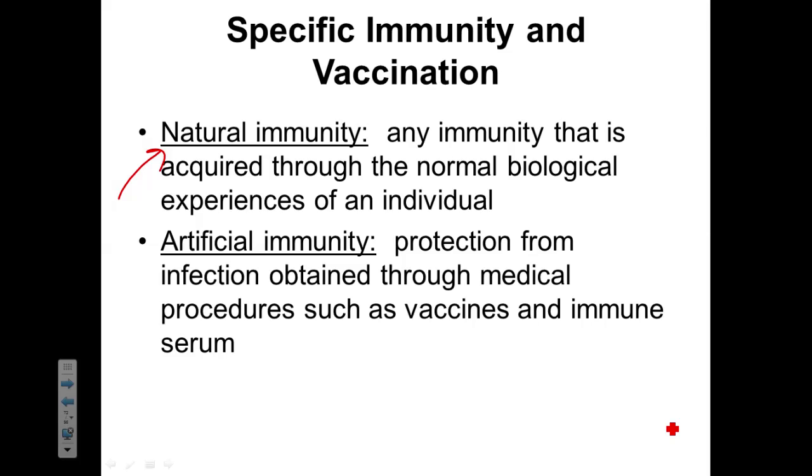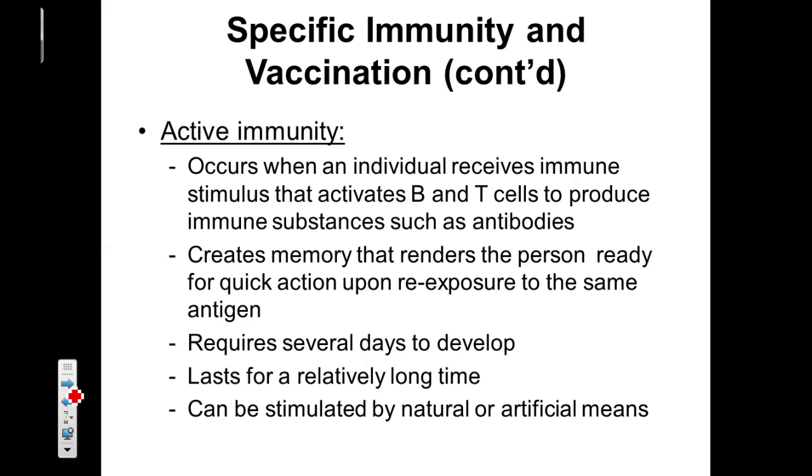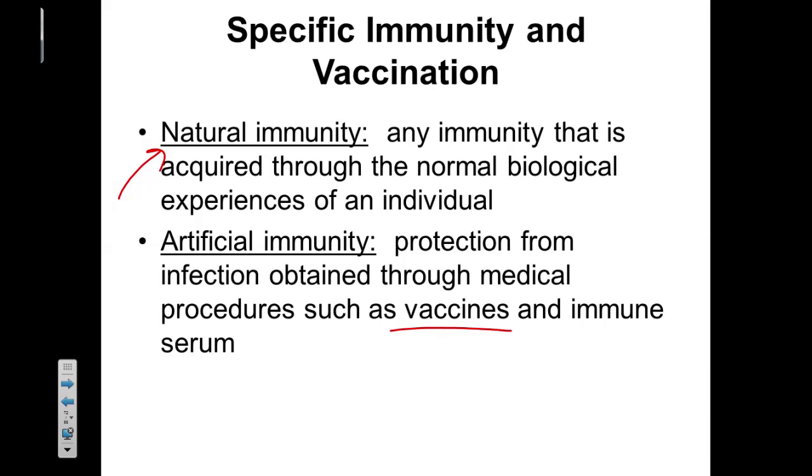Artificial immunity is going to be obtained through some kind of medical intervention, the most common of which is a vaccine. Occasionally we'll also have immune serum administered, but that's not as common. So let's focus on active immunity. Our active immunity can be either natural or artificial.